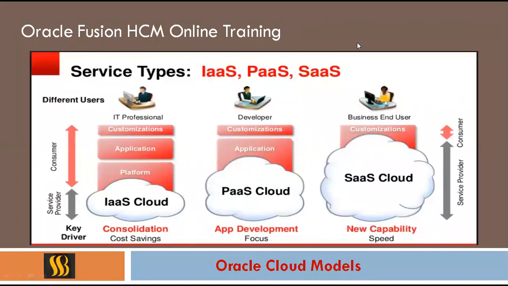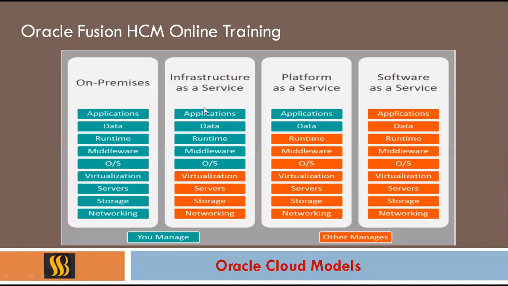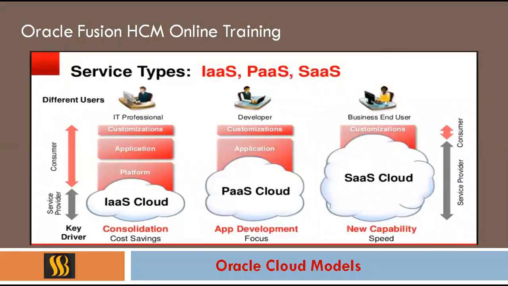So we are going to talk about all these cloud models one by one. I'm not going to cover much here, but I'm going to explain what all these models are, and this is the best slide to explain them. So we have SaaS cloud, PaaS cloud, IaaS cloud: software as a service cloud, platform as a service cloud, infrastructure as a service cloud. These cloud models are offered by Oracle. So what is SaaS cloud?